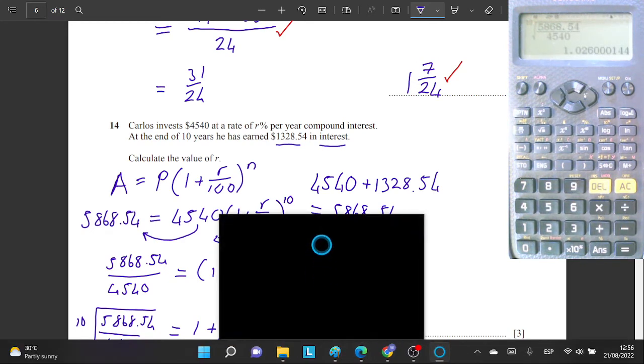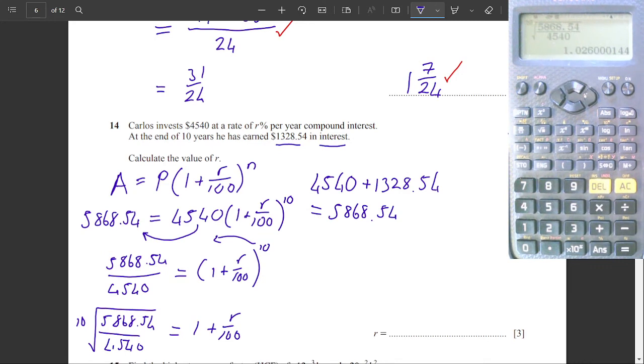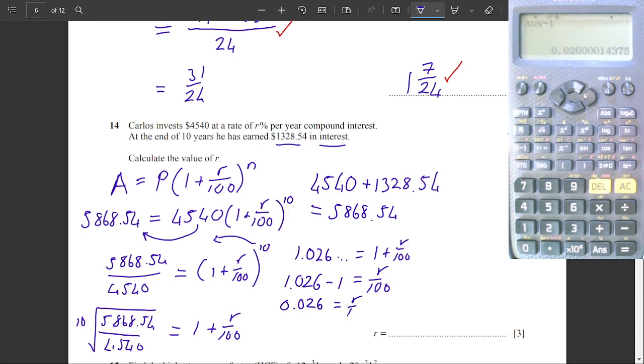That looks kind of like a multiplier. Yes, so we got 1.026 etc. equals to 1 plus R over 100. So to find R now, first we're going to subtract the 1. So we just subtract 1 from that. Of course, gives us 0.026. And then multiply it by 100. Bam, 2.6% interest rate, which is a reasonable answer.